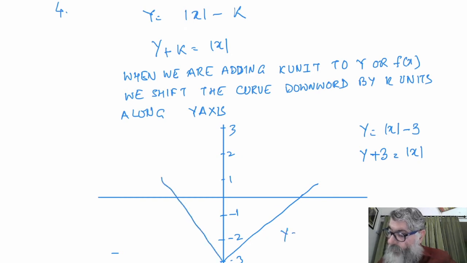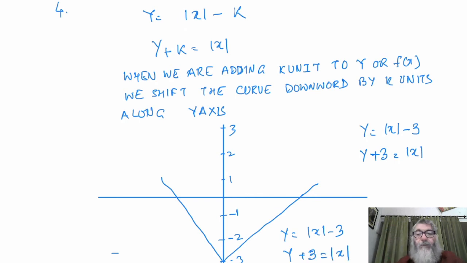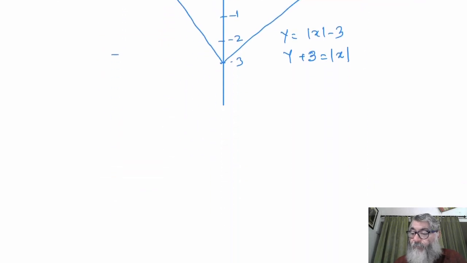This curve is y is equal to modulus x minus 3, or we can say y plus 3 is equal to modulus x. When something is added or subtracted to y, the shifting takes place along the y-axis. When something is added or subtracted to the x in the modulus, then shifting takes place along the x-axis.